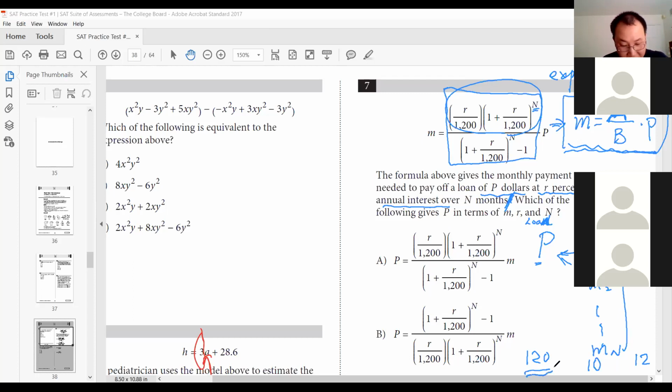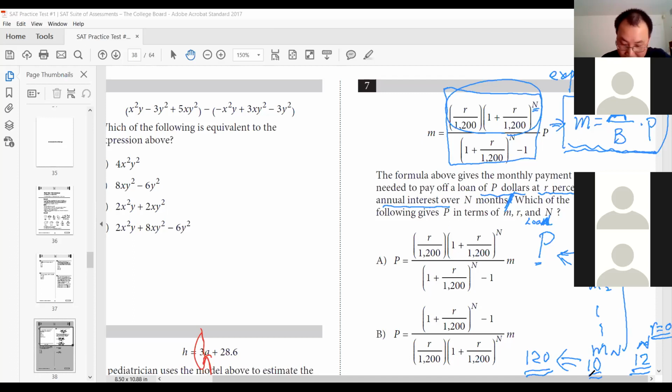So you loan $120 from the bank, and each month you pay back $10, and you take 12 months to pay all the money back to the bank, right? So the interest right now is zero. This is the month, it's N, and this is the money you need to pay back to the bank. Let's talk about the real situation.